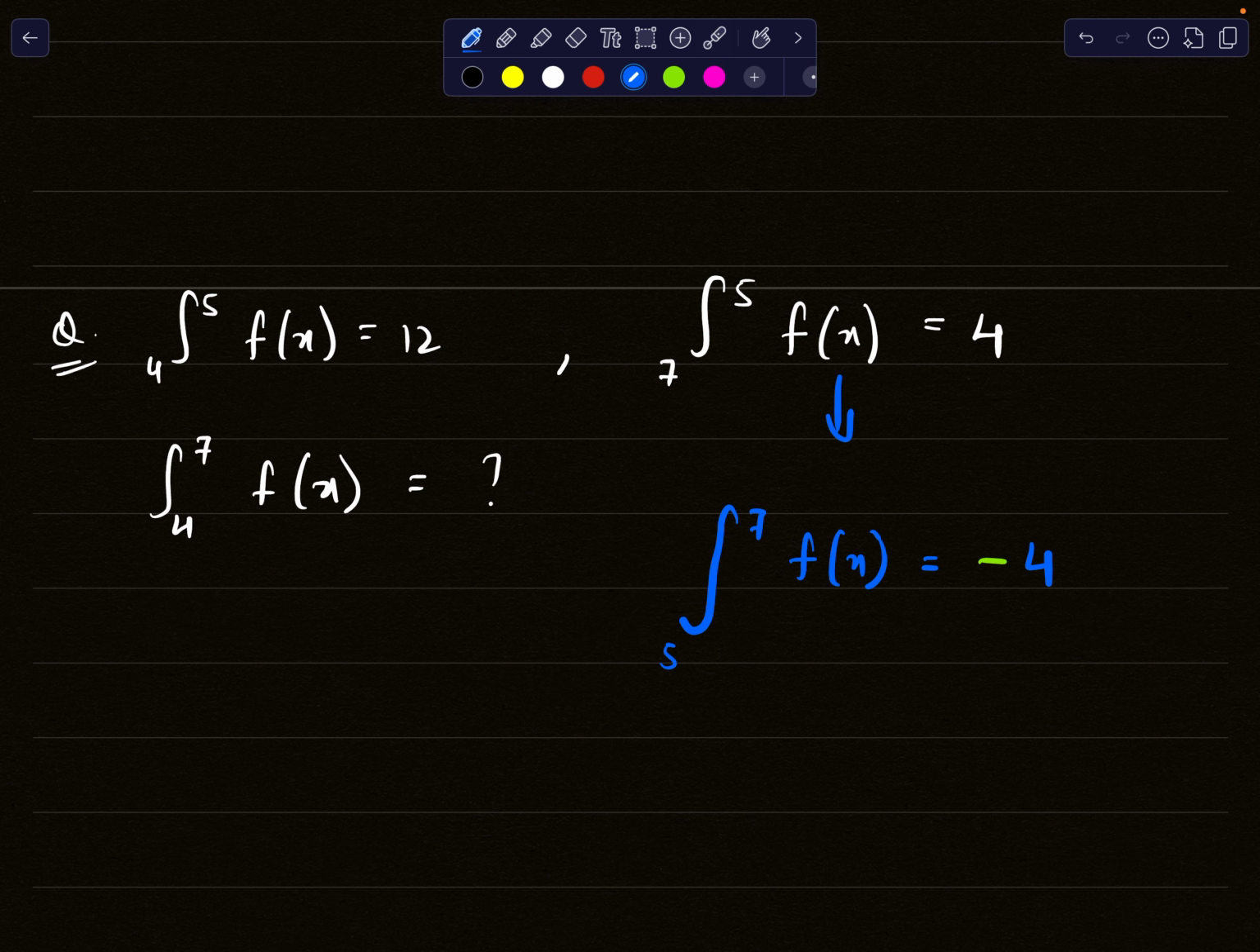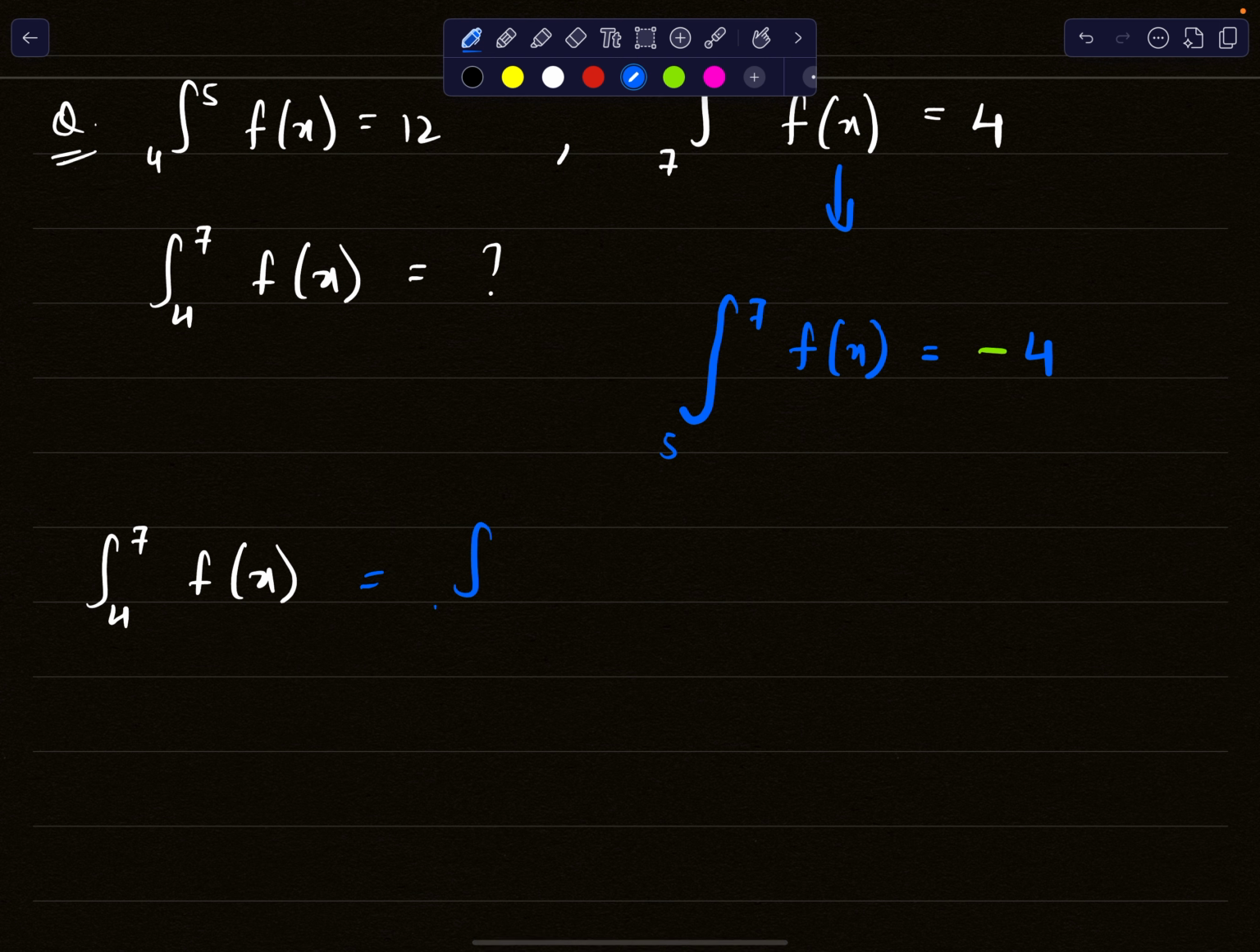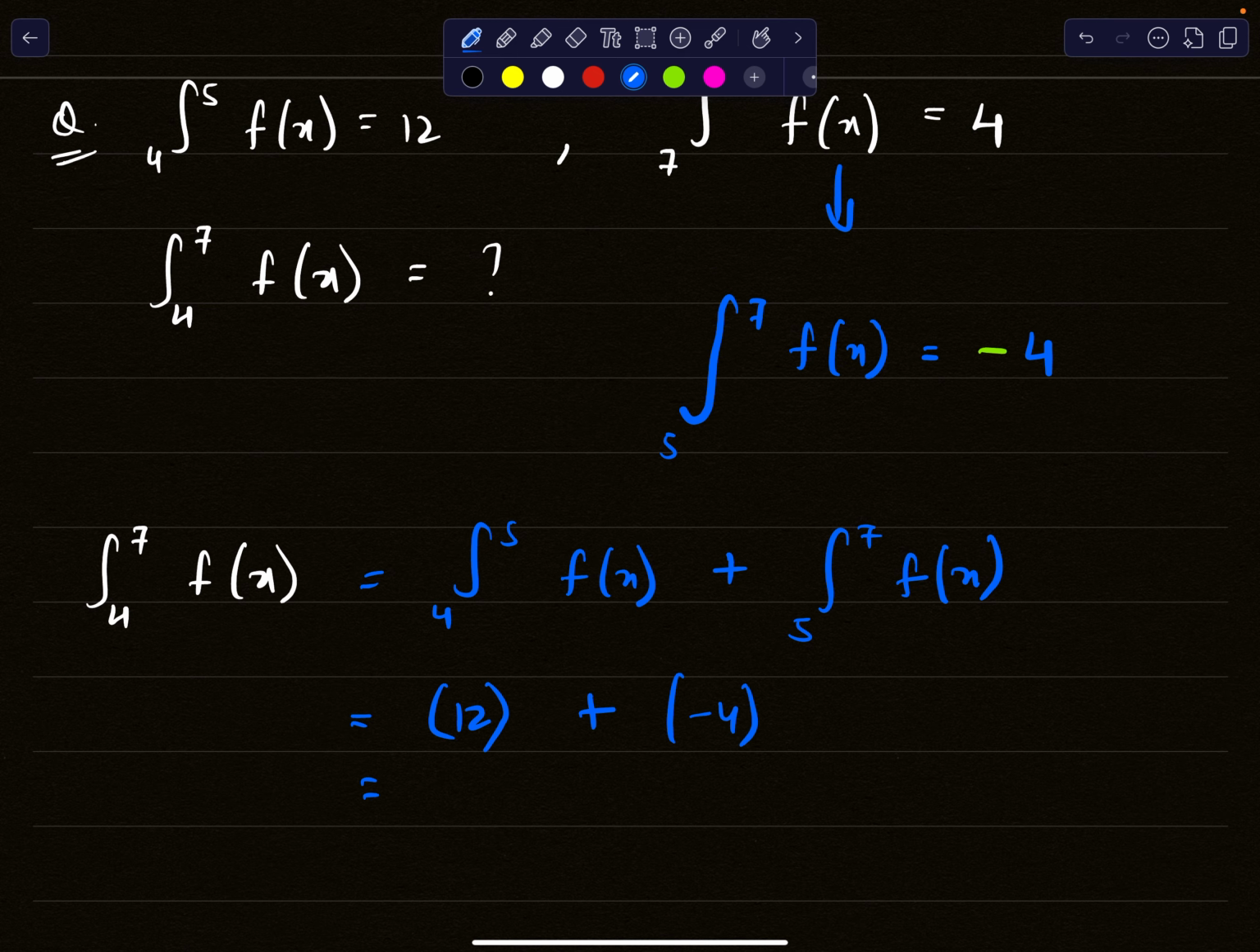And now we can form a relationship using this and this. So we need to find this thing, alright, and we can split this into two parts. The first being this, and the second information we have is this. We know the answer of the first part to be 12 and the answer of the second part to be -4, and thus we have our answer as 8.